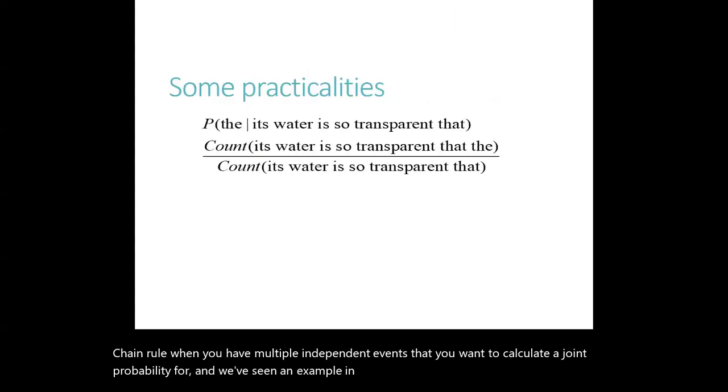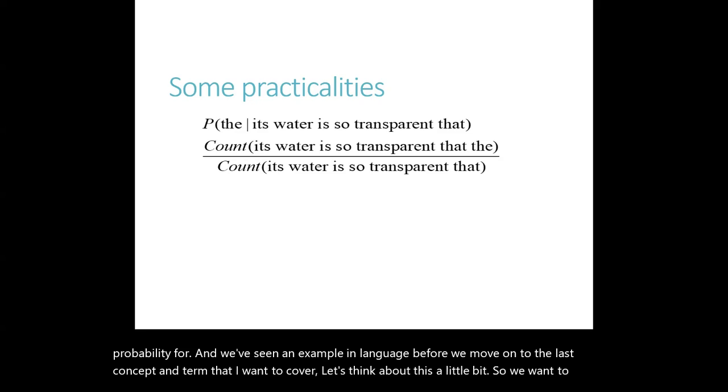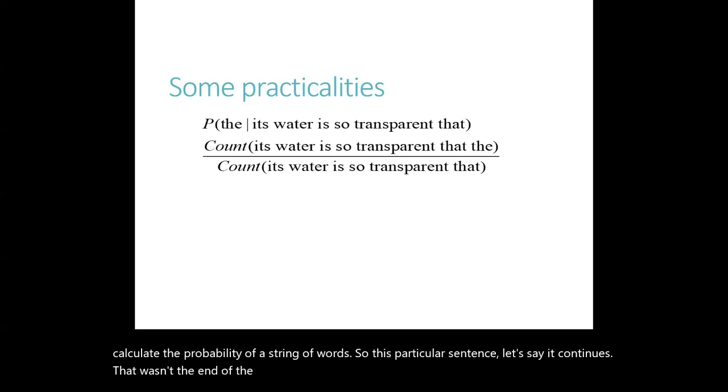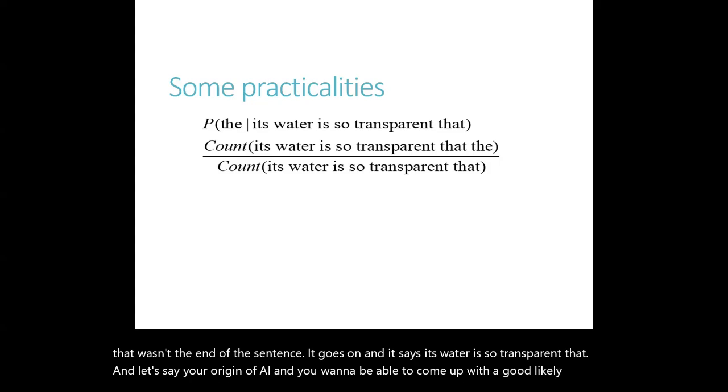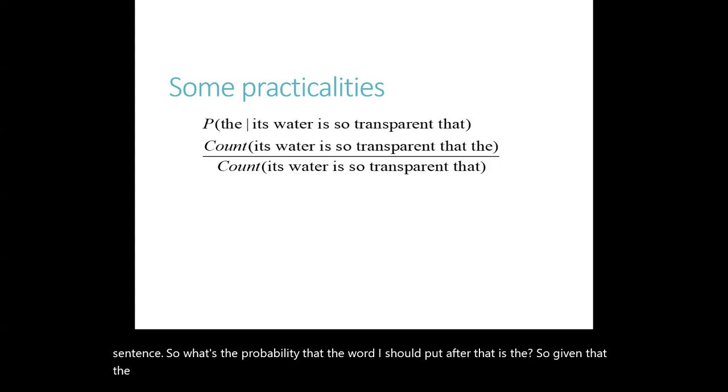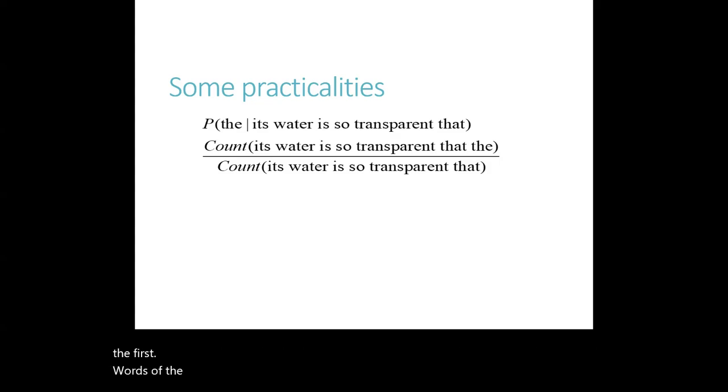Before we move on to the last concept and term that I want to cover, let's think about this a little bit. So we want to calculate the probability of a string of words. So this particular sentence, let's say it continues. That wasn't the end of the sentence. It goes on and it says, "its water is so transparent that". And let's say you're a generative AI and you want to be able to come up with a good, likely English sentence. So what's the probability that the word I should put after that is "the"? So given that the first words of the sentence are those six, how likely is it that a good word to spit out next would be "the"?